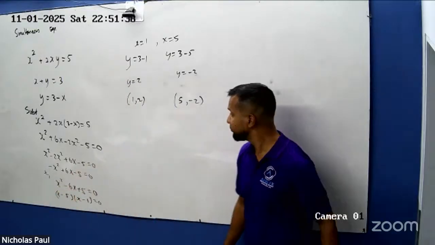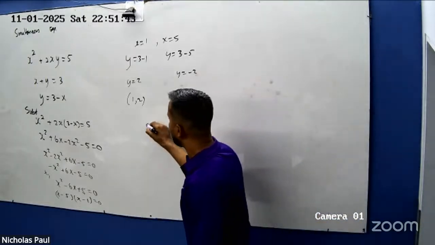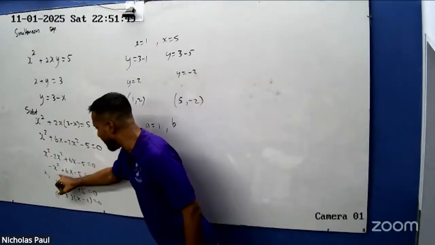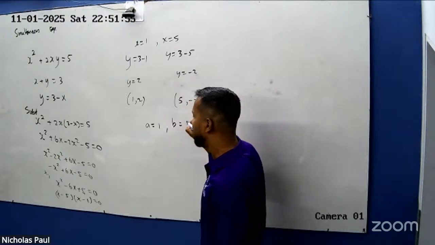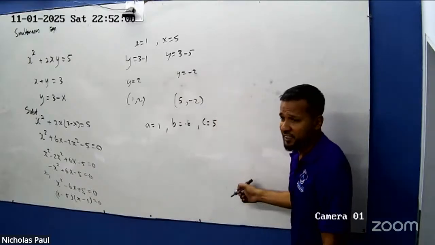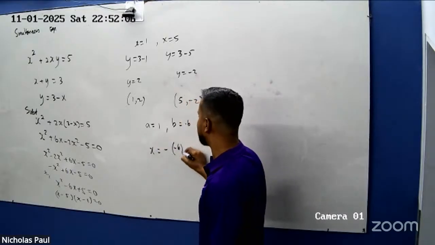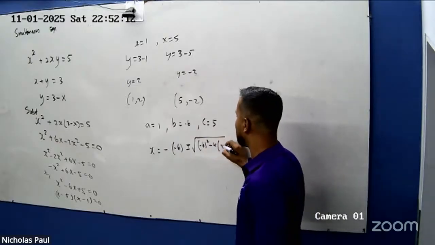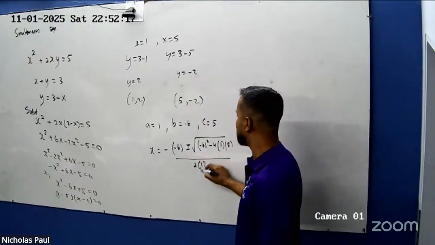All right? I am going to just do it the long way and that's it. Actually, I'm going to use these values here. A is 1. B is minus 6. And C is 5. So I'm just doing the formula. x is equal to minus B plus or minus the square root of B squared minus 4 times A times C, all over 2 times A.